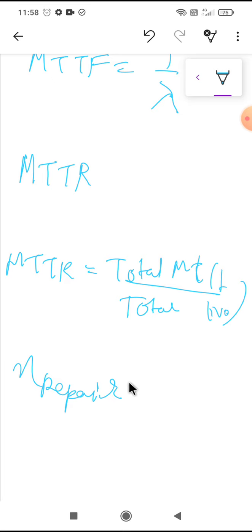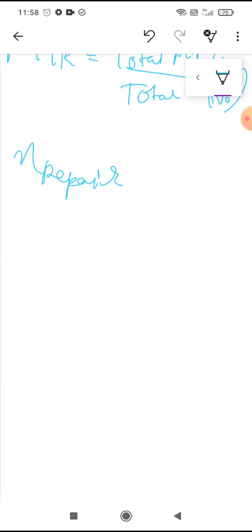So MTTR can work as a factor for determining the repair or replacement of assets, establishing repair inventories, and for rental purchase decisions. Then next is availability. So what is availability? It measures the fraction of time a system is really available for use. So it takes repair and restart times into account.